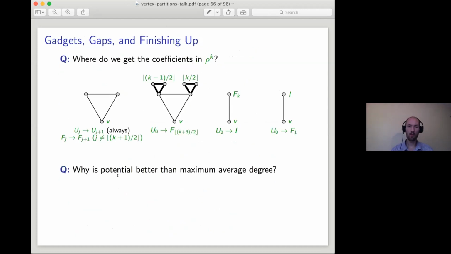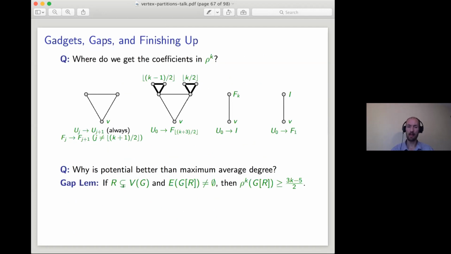So then last of all, why is the potential method better than maximum average degree? I mentioned some papers in the introduction where people had done things in this direction, and most of them were using max average degree. The reason that we're able to get stronger results is because we're using this potential function.